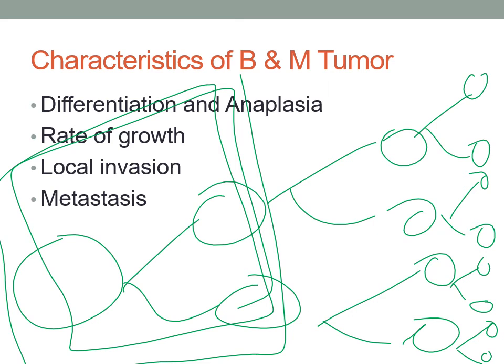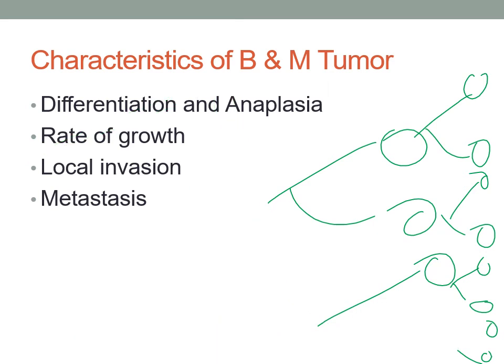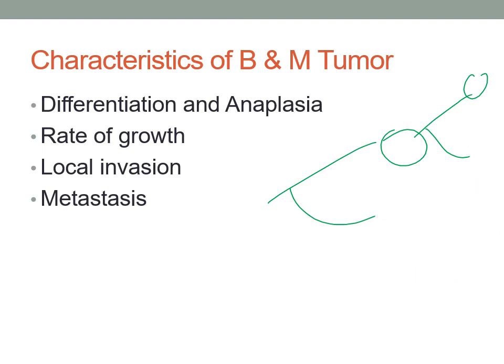So malignant cells, because they are immature, are poorly differentiated. While the benign are mature cells, and since they are mature cells, we can easily determine or say these are cells of a particular organ.